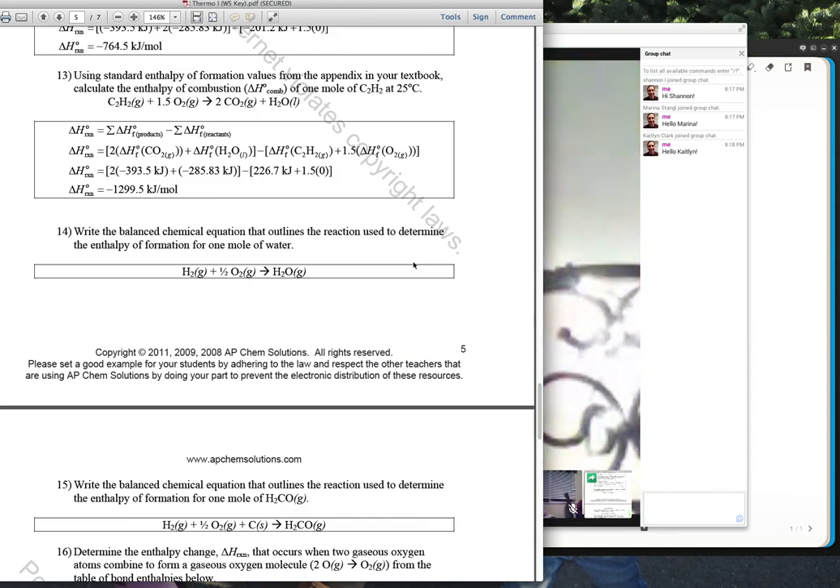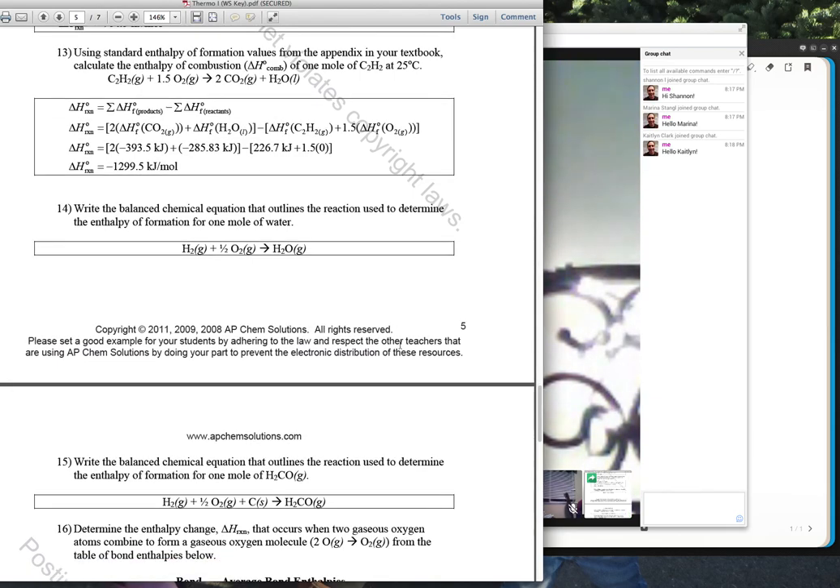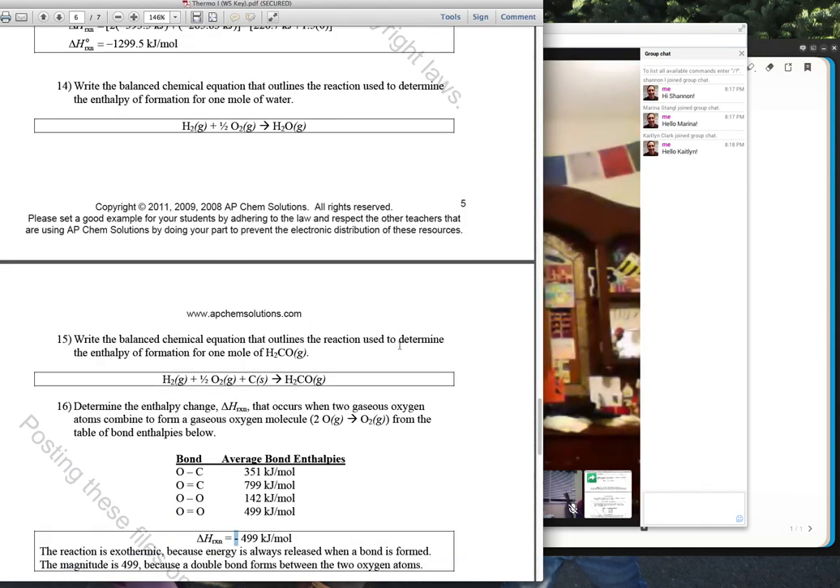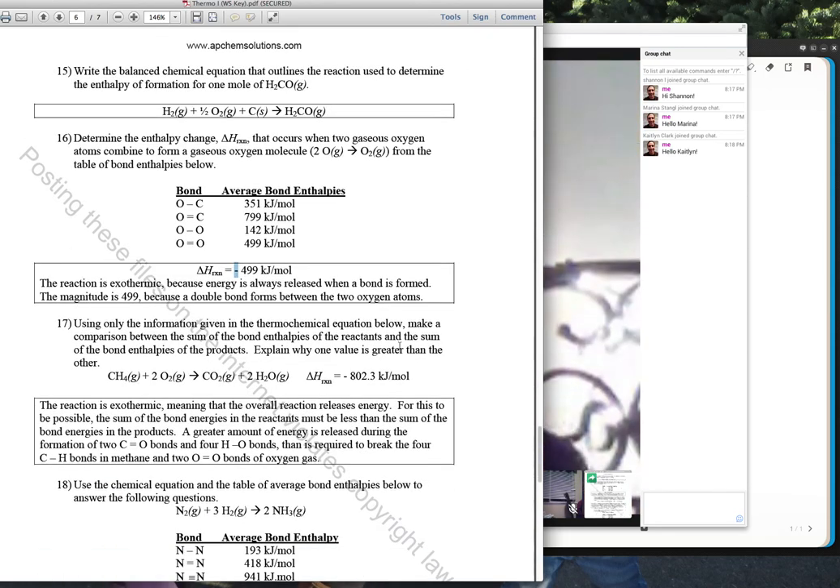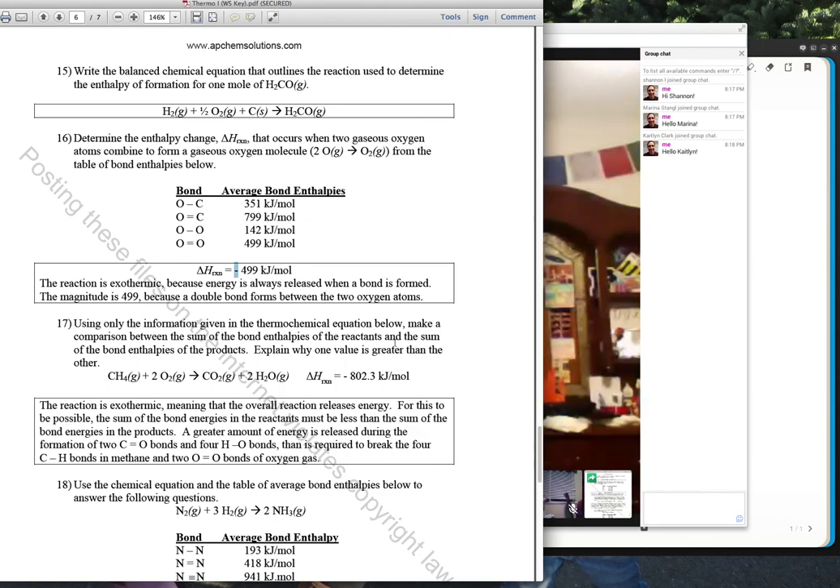Not to be confused with the gas standard state, standard temperature and pressure, where standard temperature is 0 degrees Celsius, but this standard state for thermo is 25 degrees Celsius. Okay, so we don't need to worry about remembering to write that? Nope, do not worry about that.